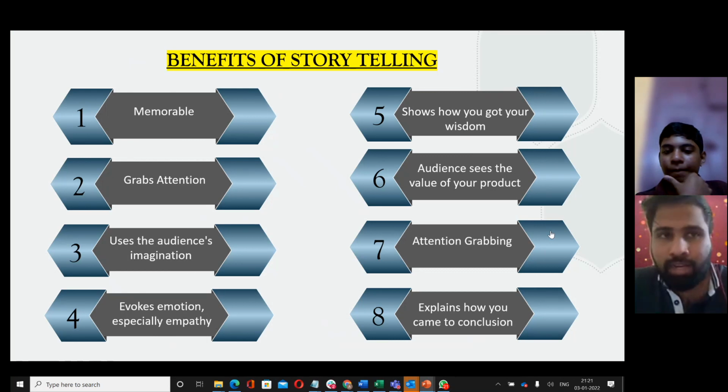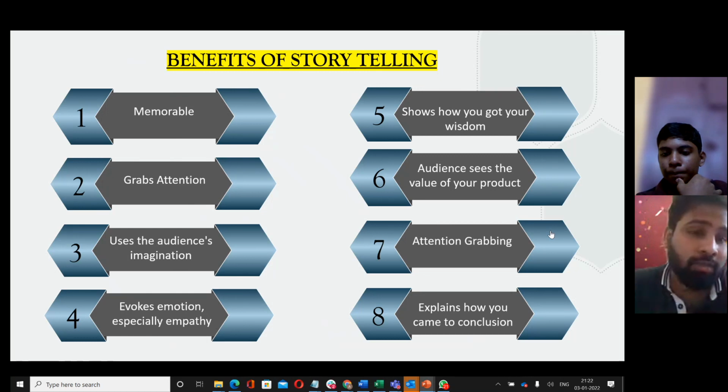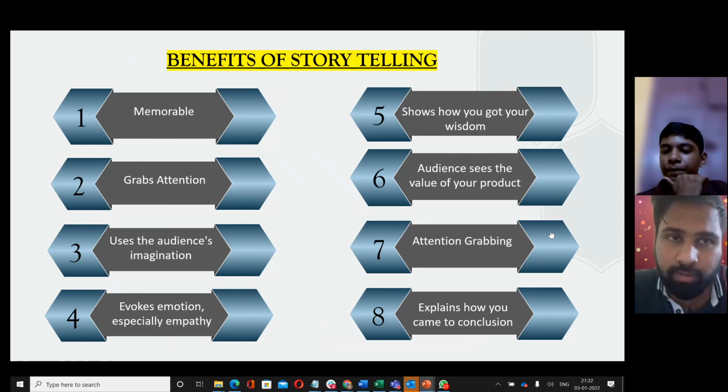The grammar part I will take care of. I'll see what else can be improved, but in the slides I don't think we need to add any more, because time is also there. Time is also important. So you just need to focus on the practice of these slides.